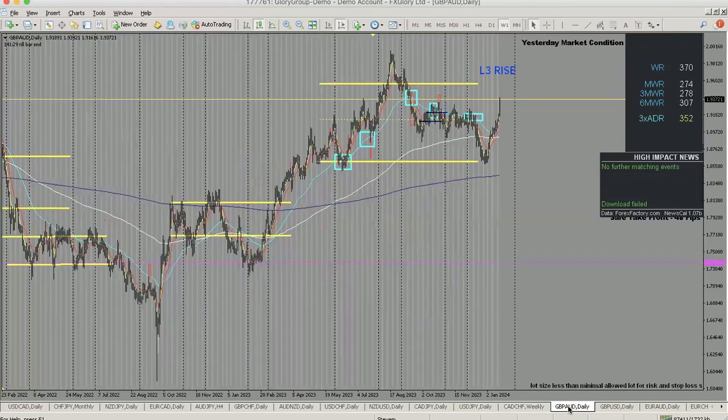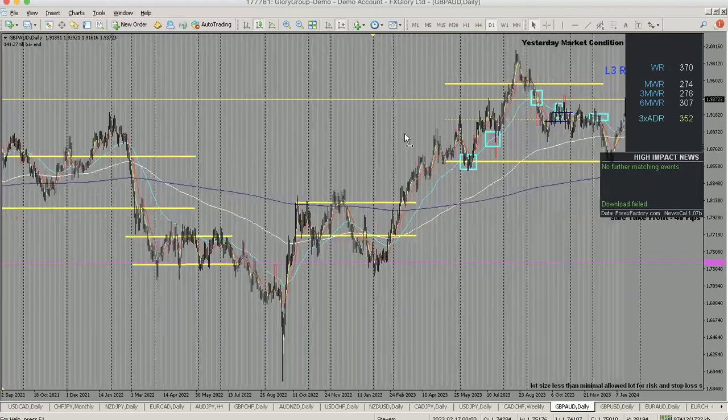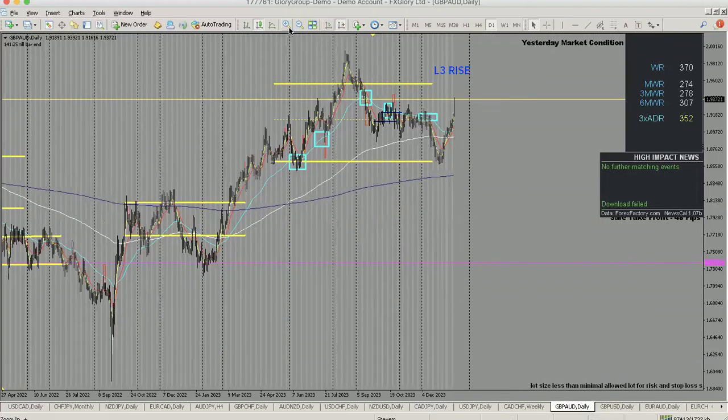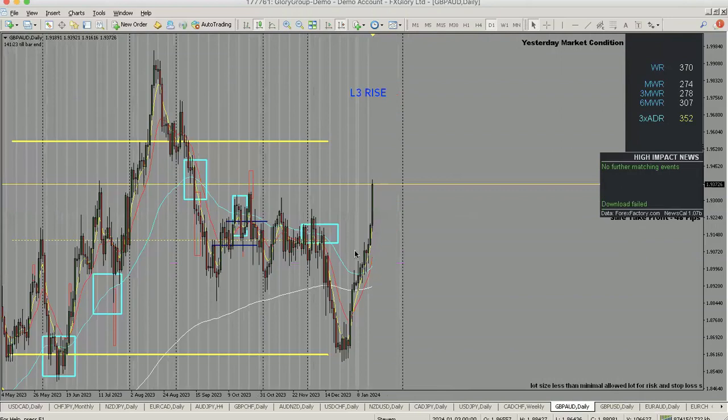Also tired, expecting higher prices. Rocket ship, cycle 1, cycle 2 on a GBP AUD. Really moving away. What can I see here? I can definitely see a consolidation, and I can see 1, 2, 3 candles. We've had 3 days of rise. We're taking out this territory here.